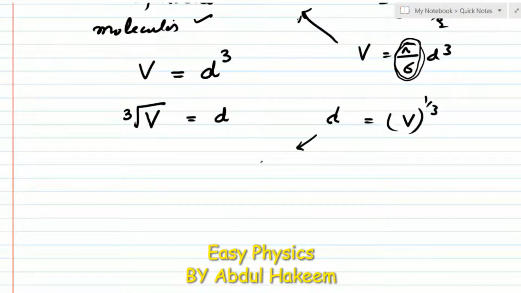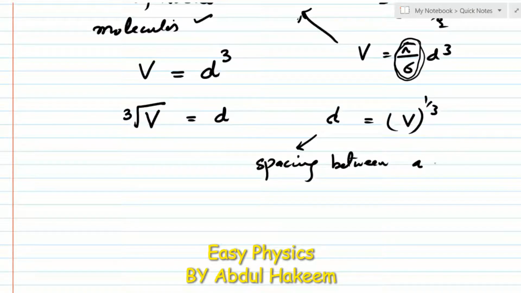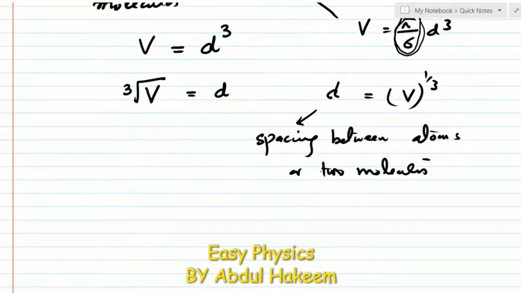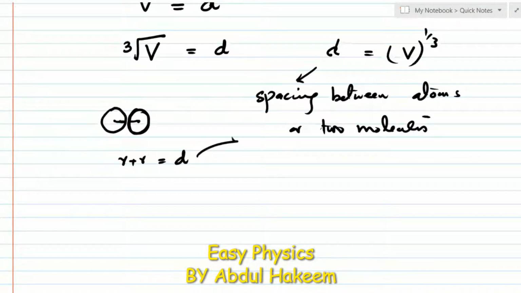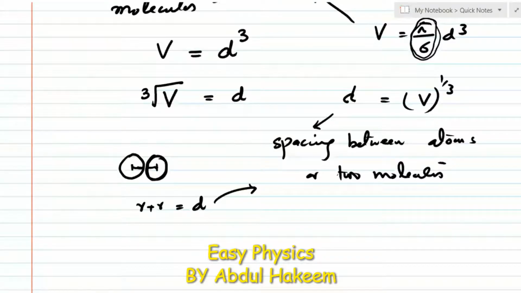So this is also called the spacing between two atoms or two molecules. Reason behind: look, if this is the first atom, this is another atom. In physics, all distances are measured from center. This is a center, this is a center. This distance is radius, this is radius. Radius plus radius, it becomes diameter. So this diameter d is also known as molecular spacing or atomic spacing. Okay, so the diameter is also the spacing between the two atoms or spacing between the two molecules.